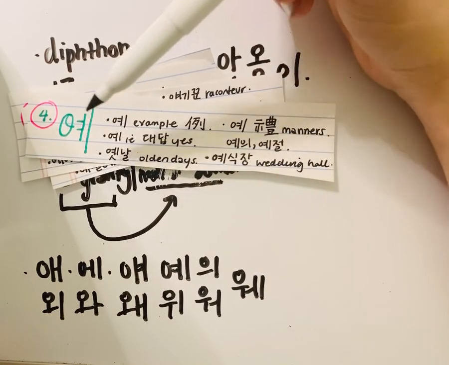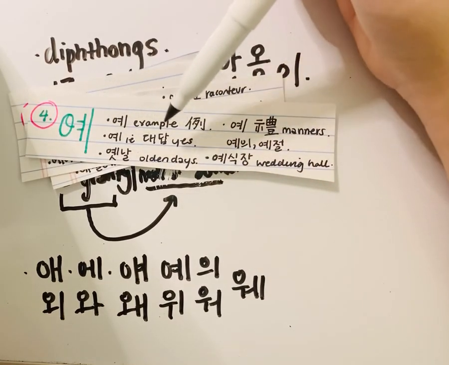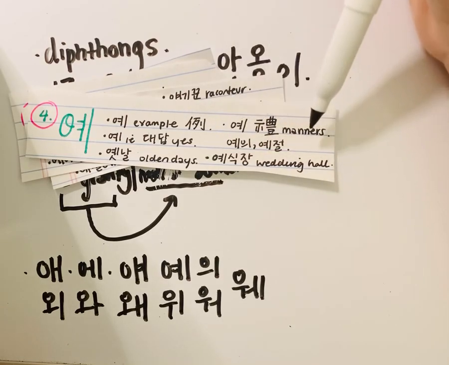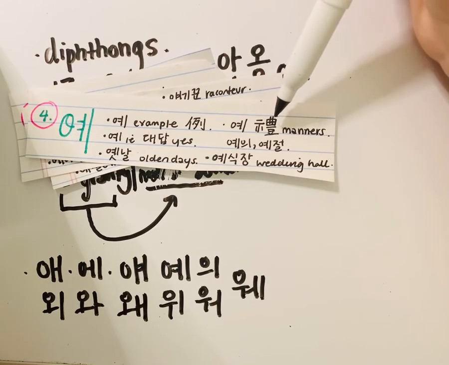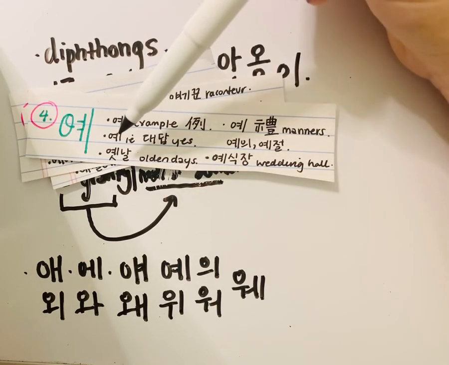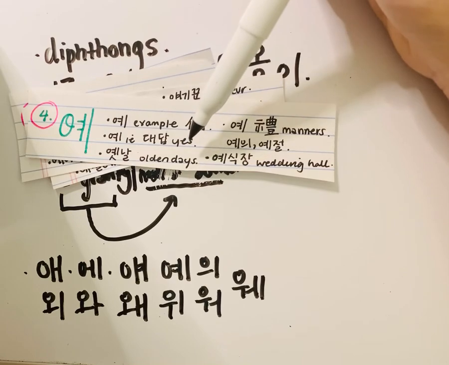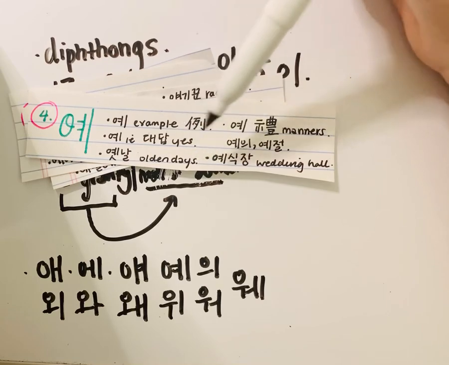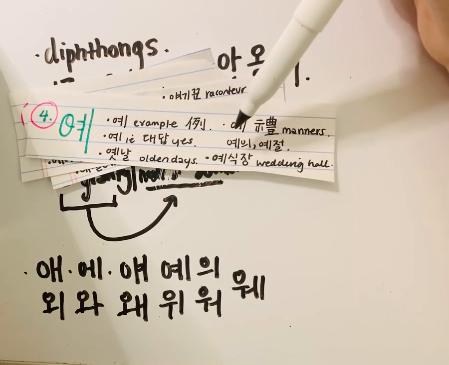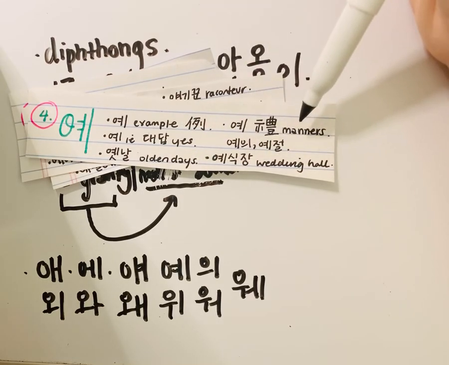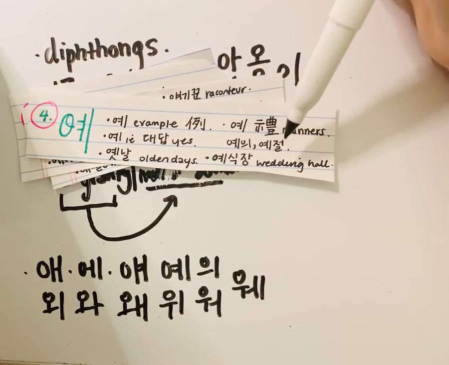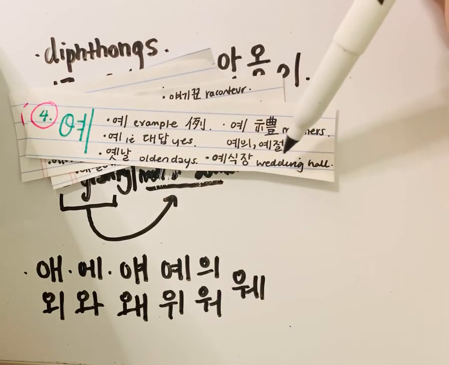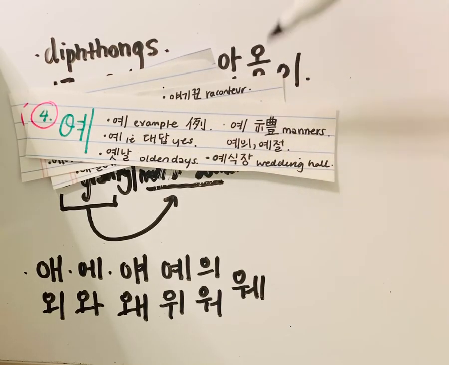Then for four, we have 예. 예 can mean example, as in this Chinese character for it. 예 also means manners, with this Chinese character as its origin. 예 is also a very formal way of saying yes. And 대답 simply means answering a question, so it would mean yes. 예의 is to do with manners. It's your etiquette, like 예절. We also have something like the olden days, 옛날, or a wedding hall, 예식장.